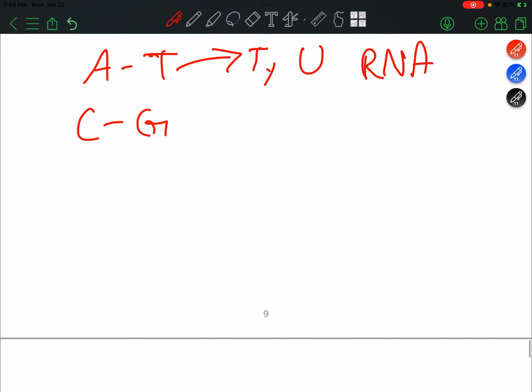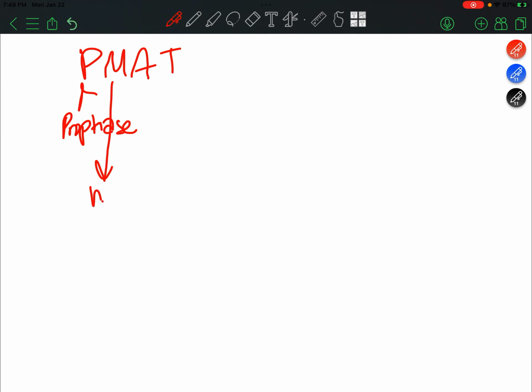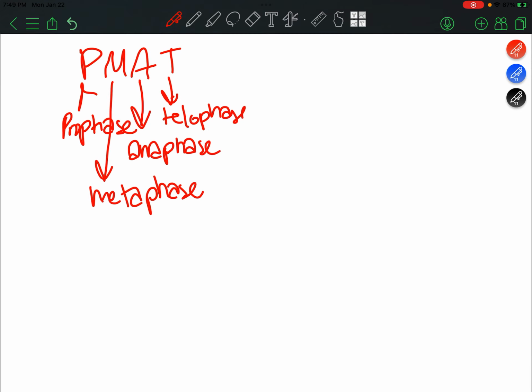Now, let's go to the big guns here, okay? Steps of mitosis and meiosis. Let's go with mitosis first because that is the easiest one. Okay? Let's do this, guys. Remember, it's PMAT, right? PMAT. Prophase, metaphase, anaphase, telophase. Right? These are the main parts.